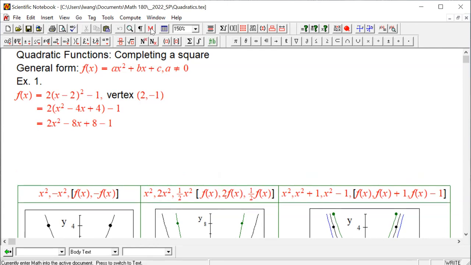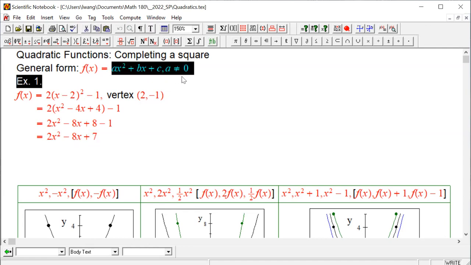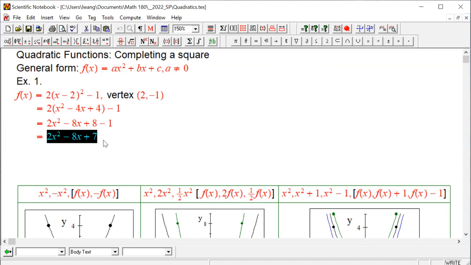and that equals 2x squared, combining like terms, minus 8x plus 7. You can see that after we FOIL this expression, the function becomes 2x squared minus 8x plus 7, which is a special form of the quadratic function. So it is a quadratic function. But from this form, it's pretty hard to tell what the vertex is, what the lowest point is, what the highest point is. In this case, that would be the lowest point.